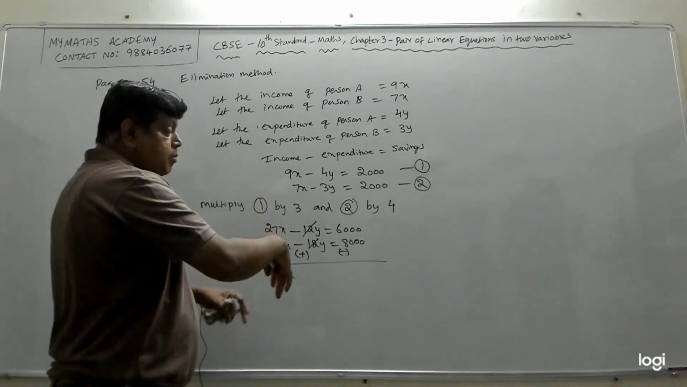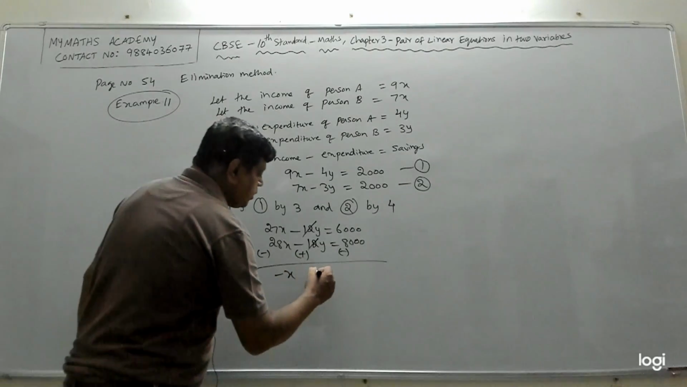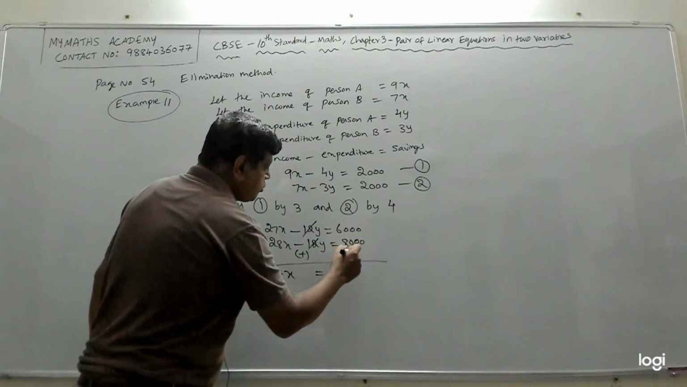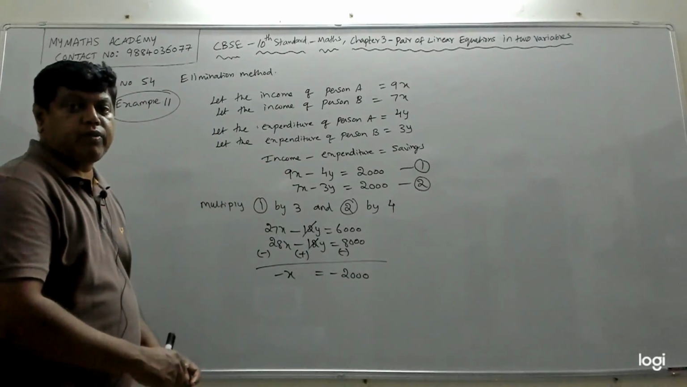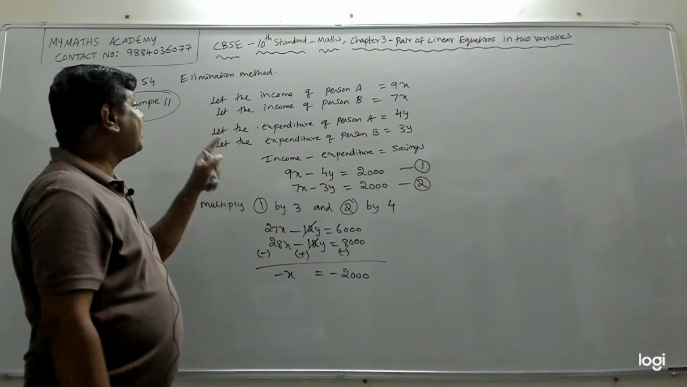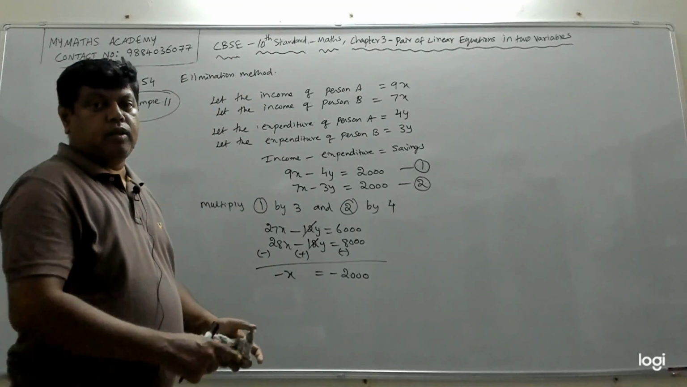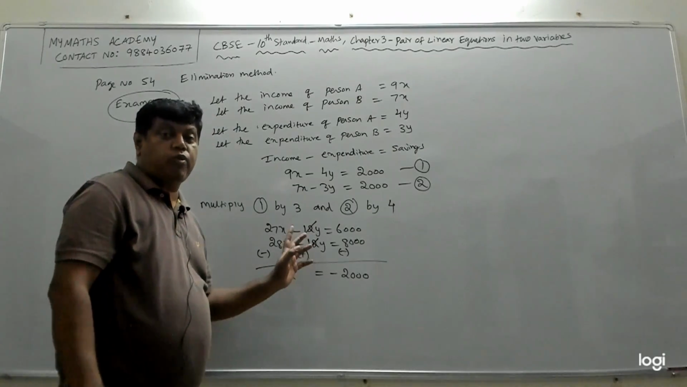So which means we are eliminating that variable y. So nothing will come. Both have cancelled. So that is equal to 6,000 minus 8,000, which is minus 2,000. So what we have done, we have eliminated the variable y. That's why it's called elimination method. How could we eliminate? Only when we make the coefficient of y the same.